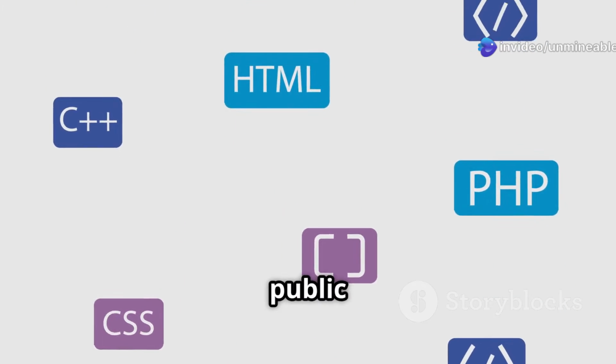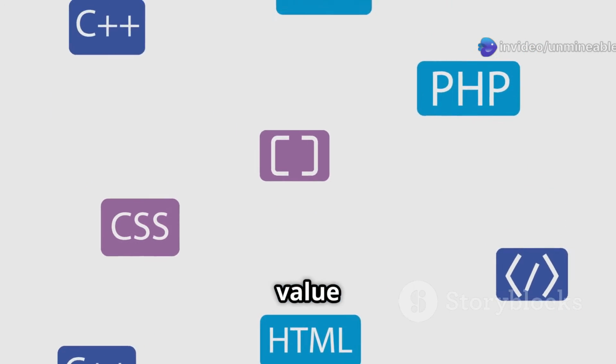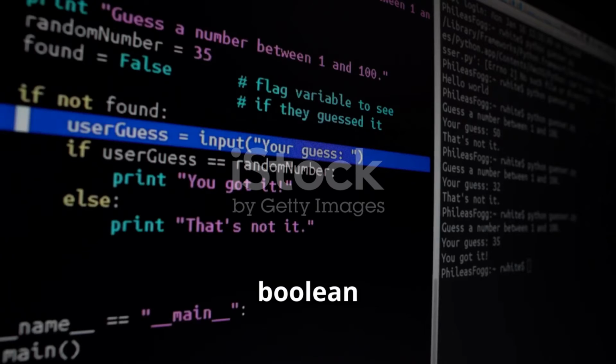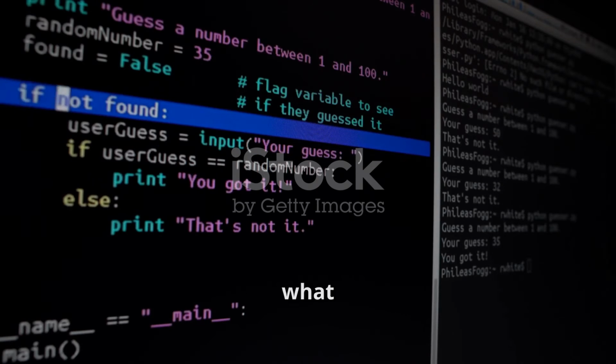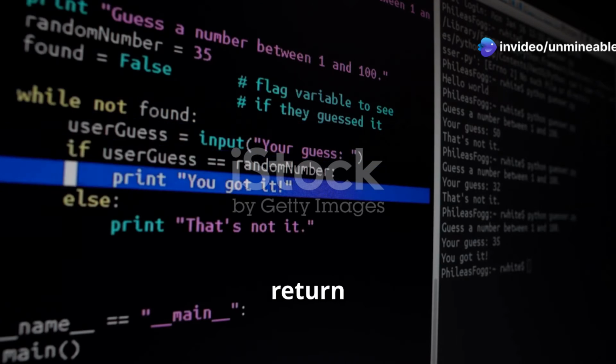Question 11. The method public static boolean testValue int response returns A. No value, B. An int value, C. A boolean value, D. You cannot determine what is returned. The correct answer is C, a boolean value. The method returns a boolean value. The method takes an int argument, but it does not return an int.